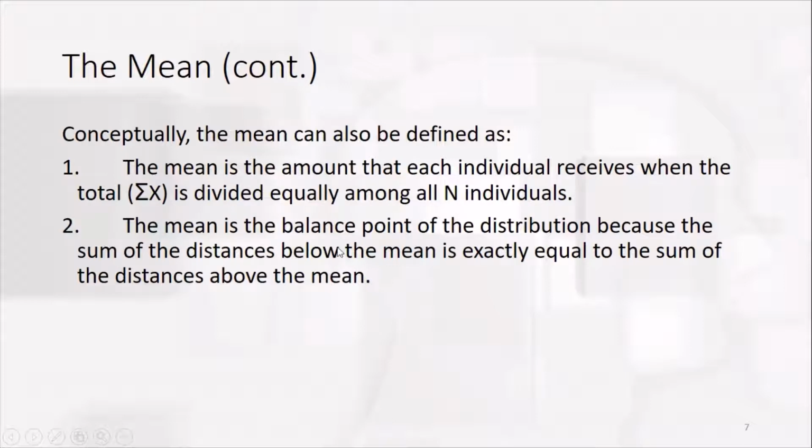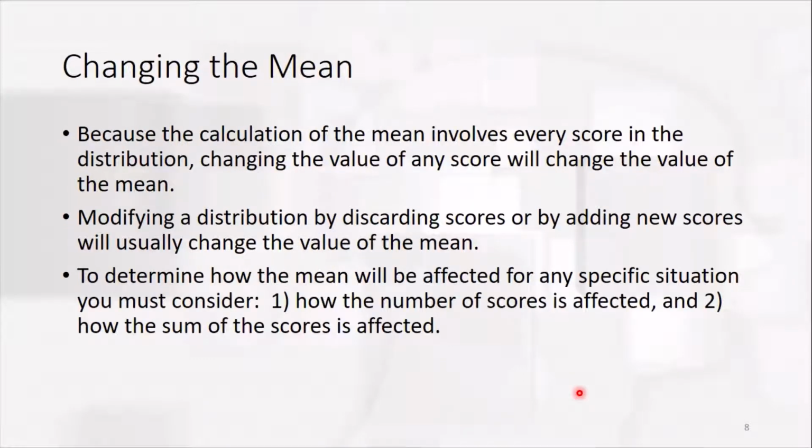Second, the mean is the balance point of the distribution because, bakit nga ba tinawag na balance point? It is because yung sum ng distances ng lahat below the mean, okay, below the mean is exactly equal to the sum of the distances above the mean. So, kaya tinawag siyang balance point kasi binabalanse niya yung distribution below and above the mean. Now, let's proceed to this slide.